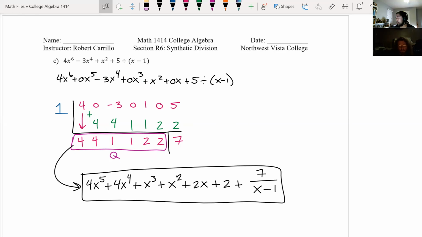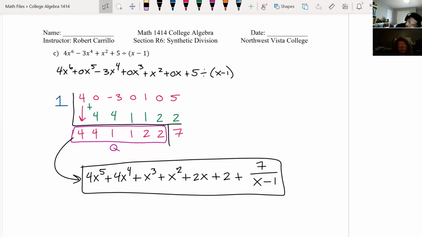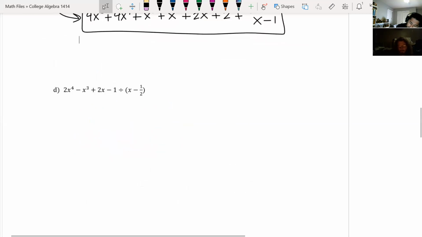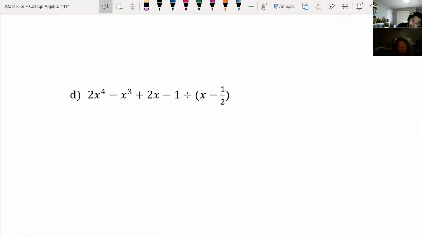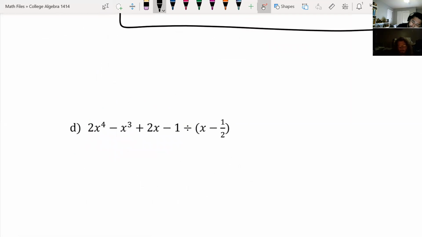And since we got a remainder, this means that x minus 1 is not a factor. Okay. D, same thing. 2x to the 4th minus x cubed plus 2x minus 1.